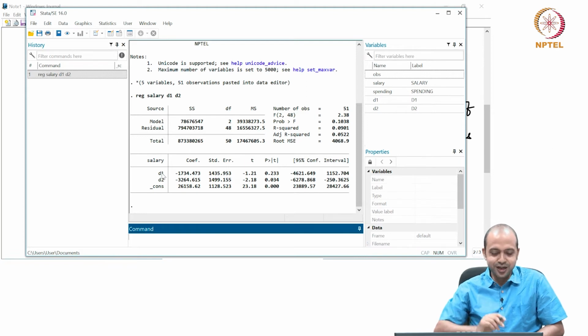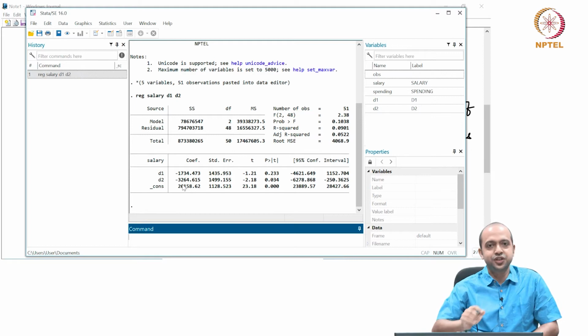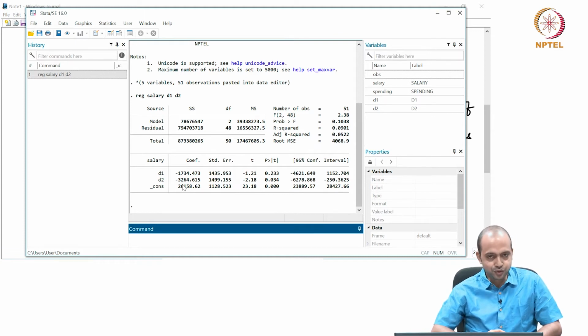Similarly, the D2 coefficient is statistically significant as well as mathematically. So, that is the advantage of setting up the dummy variable model. That is why we are setting up the dummy variable model, even though our objective is to examine the statistical difference in their mean salary.